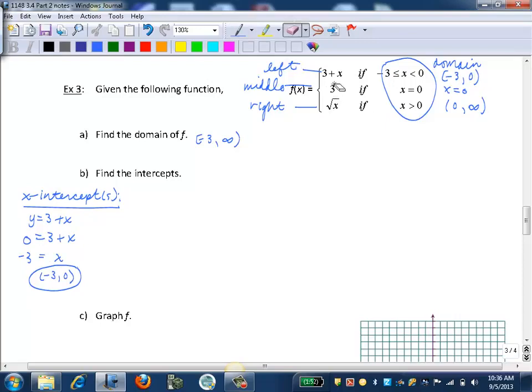Now, we might want to note the shapes here. So we know that this left piece is linear. Now this middle piece, because the domain is just one x value, is actually just an ordered pair, 0, 3. So that middle piece is just an ordered pair, 0, 3. So obviously 0, 3 is not going to be an x-intercept. So we don't need to do anything there.